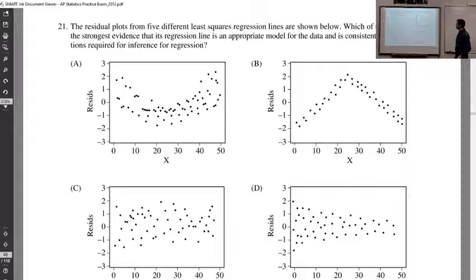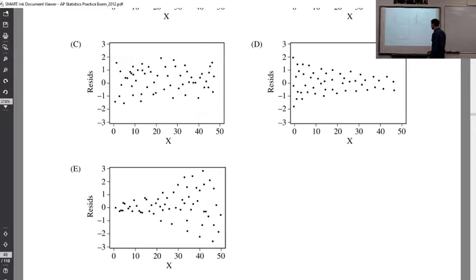21. Here are the residual plots from 5 different least squares regression lines. Strongest evidence that we can use. So this is asking about our conditions. Which one are the conditions the most true for? Well, A and B are out because they're not linear. So that leaves C, D, and E. And the biggest thing here is that D and E violate the equal variance condition.